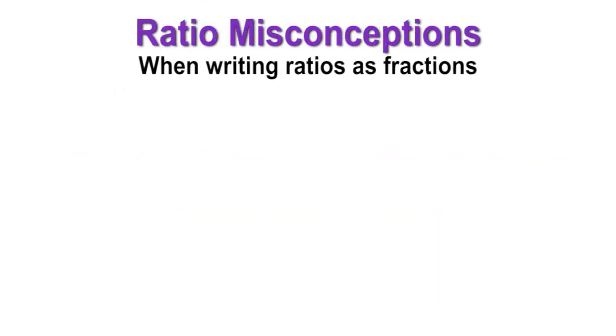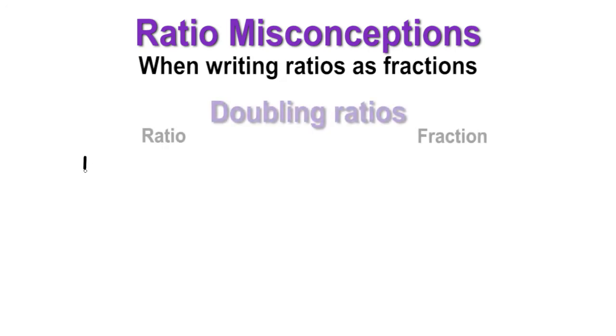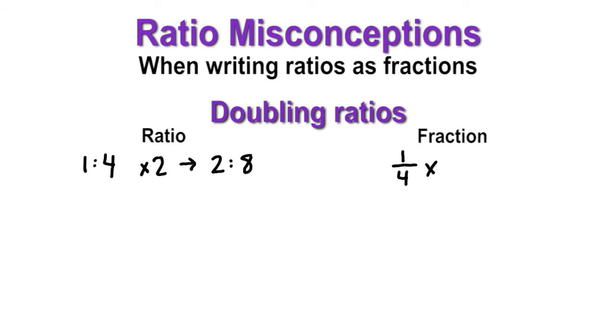There are some misconceptions that can occur when writing ratios as a fraction. One example is that when a ratio is doubled, such as 1:4 becoming 2:8, written in fraction form, students may think that 1/4 times 2 is 2/4, because the denominator is not multiplied when working with fractions. This is true when multiplying fractions, but this is not the case when doubling a ratio.